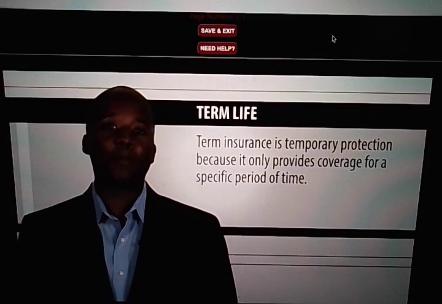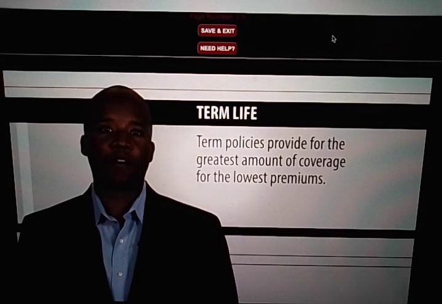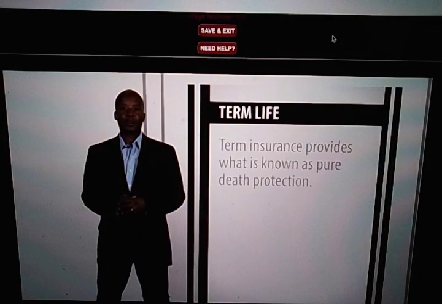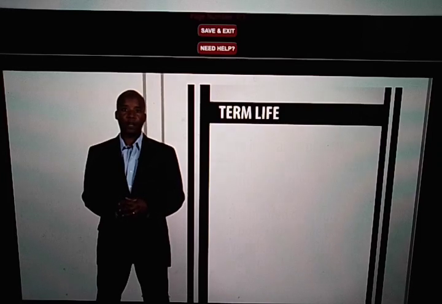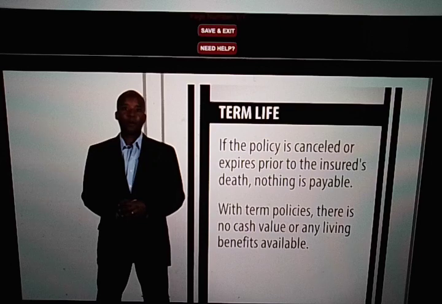Term insurance is temporary protection because it only provides coverage for a specific period of time. Term policies provide for the greatest amount of coverage for the lowest premiums. Term insurance provides what is known as pure death protection. If the insured dies during the policy term, the policy pays a death benefit to the beneficiary. If the policy is canceled or expires prior to the insured's death, nothing is payable. With term policies, there is no cash value or any living benefits available.